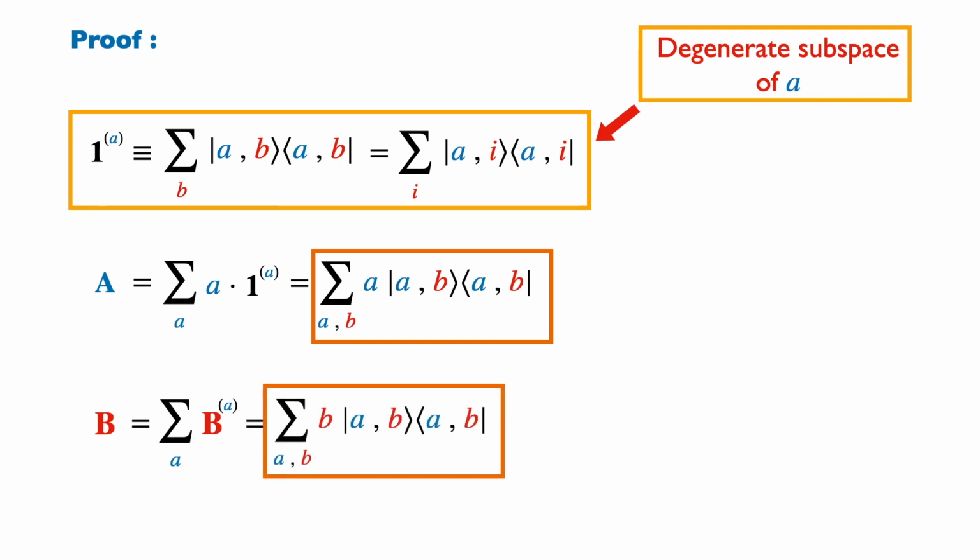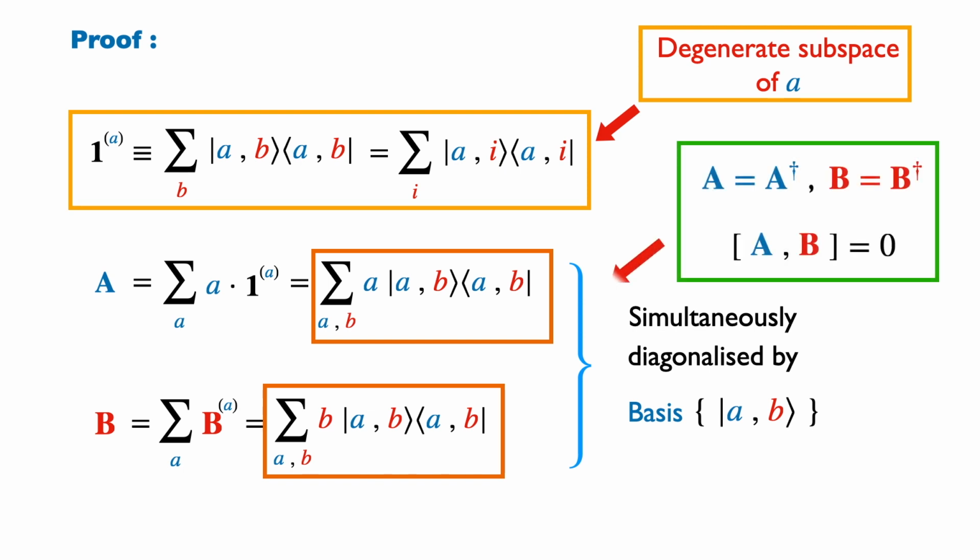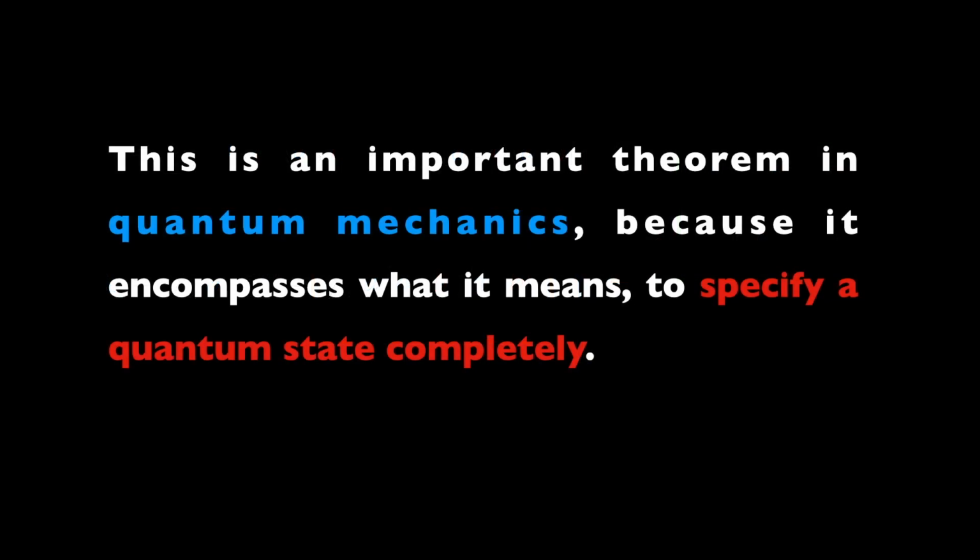Hence both operators are simultaneously diagonalized by the AB basis. We derive these from the assumptions of A and B being Hermitian, and that they commute with each other. This concludes our proof. This is an important theorem in quantum mechanics because it encompasses what it means to specify a quantum state completely.